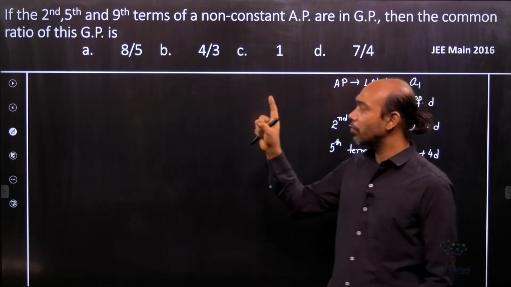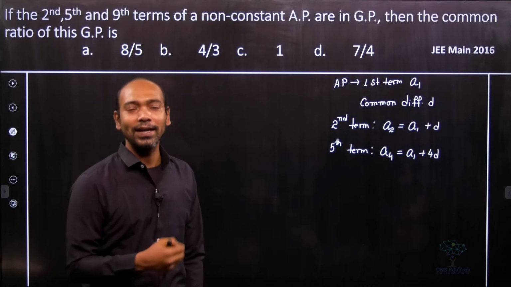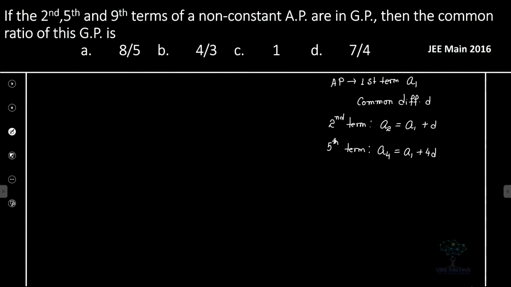Now we have to talk about the ninth term. What's the ninth term? It's simple, right? A1 plus (n minus 1), so 8D. So the ninth term A9 is equal to A1 plus 8D.